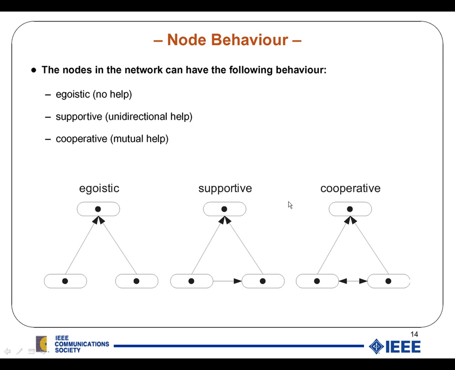A node could expose egoistic behavior, which is traditionally the case today. So we have two nodes in the cellular network talking independently to a base station. They could be of supportive behavior, meaning a node may just help another node to get its data relayed to the base station. Or we could have a truly cooperative behavior where two nodes help each other, so that is a true mutual help to get the data to the base station.